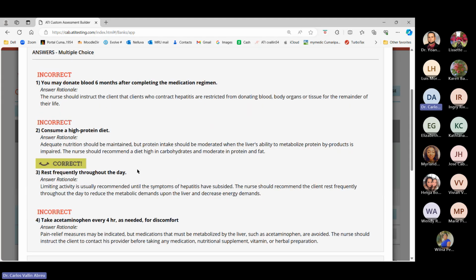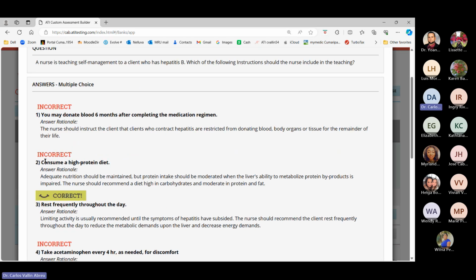Rest, yes, it's okay. In acute hepatitis, with the acute symptoms, the client rests when they feel tired. And normal diet, normal protein diet, no? Adequate nutrition should be maintained, but protein intake should be moderate when the liver's ability to metabolize protein byproducts is impaired. The nurse should recommend a diet high in carbohydrate and moderate in proteins and fat.